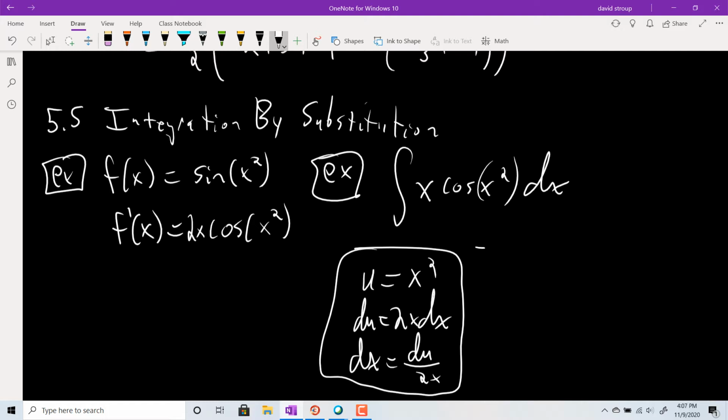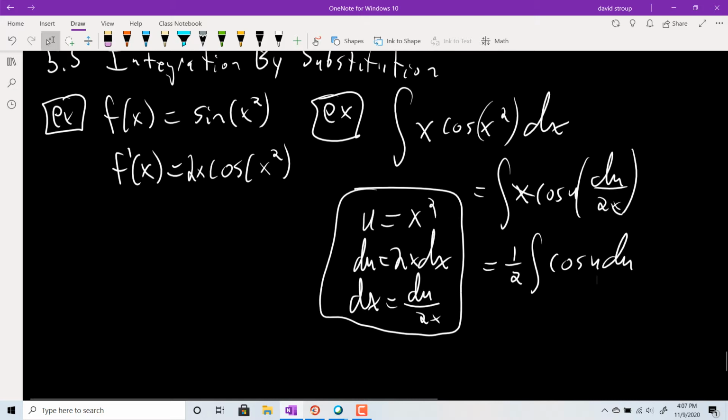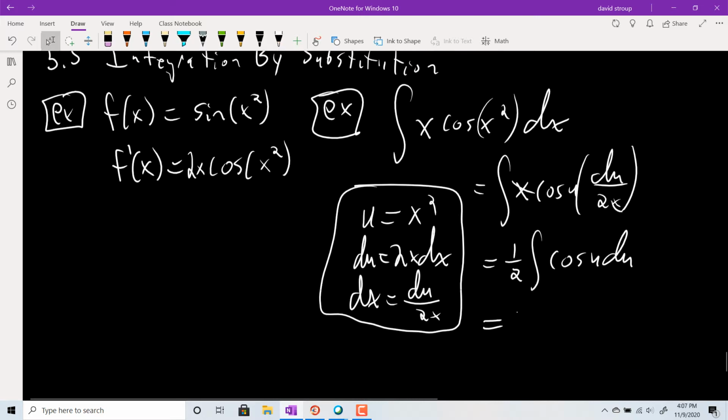Okay, so I can rewrite this as x times cosine of u times du over 2x. And then I can factor out a constant of 1/2. The x's divide out, and I have just the integral of cosine u du. And then, of course, the integral of cosine u is sine u. And then you can back substitute, and you have your answer.